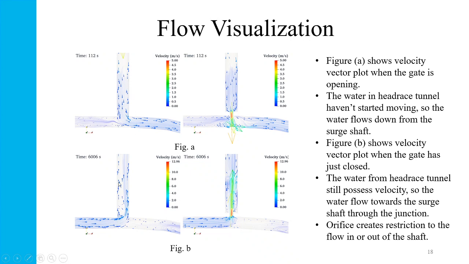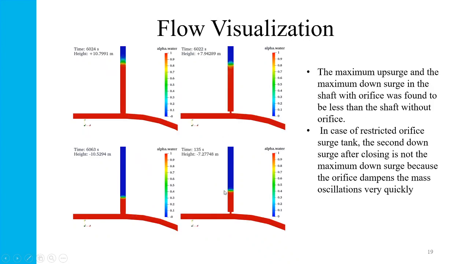Similarly, figure B shows the velocity vector plot when the gate had just closed. It can be seen that the water in the headrace tunnel still possesses velocity, so the water enters into the surge shaft. This is how surge shaft absorbs the surge's kinetic energy. The effect of restriction created by orifice can be clearly seen in these plots. This way, orifice dampens the oscillation quickly.